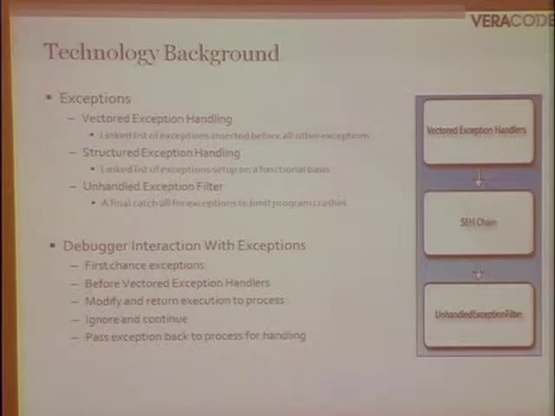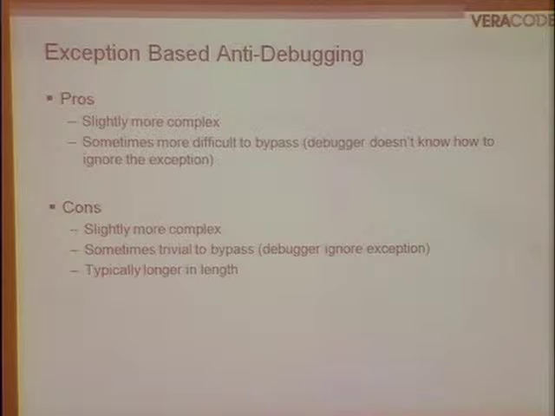These ones are a little bit harder to grasp because this is kind of a difficult chain of events that we have to remember occurs. But hopefully we'll be able to go through some of these. So what are the pros of exception-based anti-debugging? Slightly more complex, right? If it's slightly more complex to us, it's going to be slightly more complex to somebody trying to bypass it, making it sometimes more difficult to bypass. The debugger may or may not know how to completely ignore that the exception even occurred and give it back to the process for handling. Some debuggers are better at that than others.